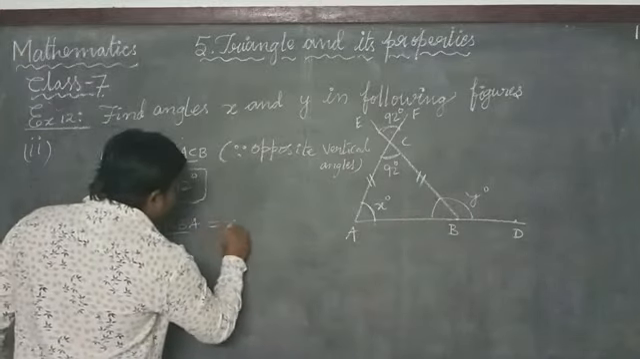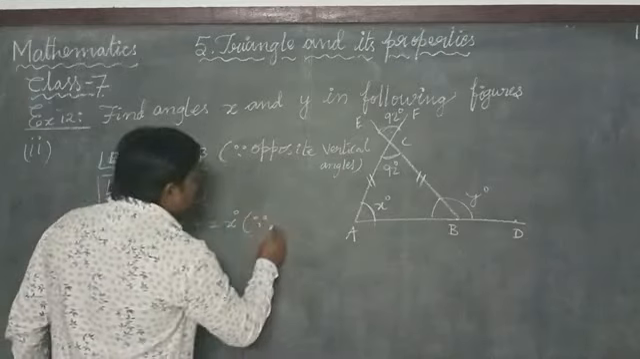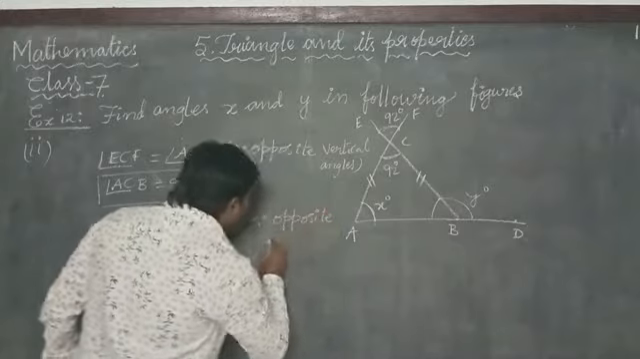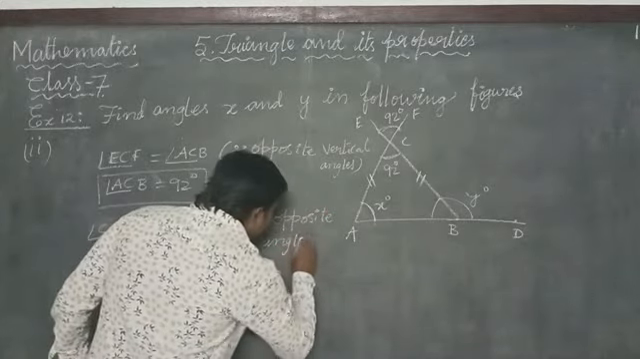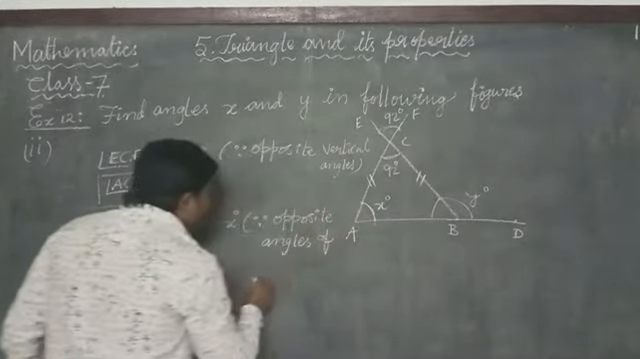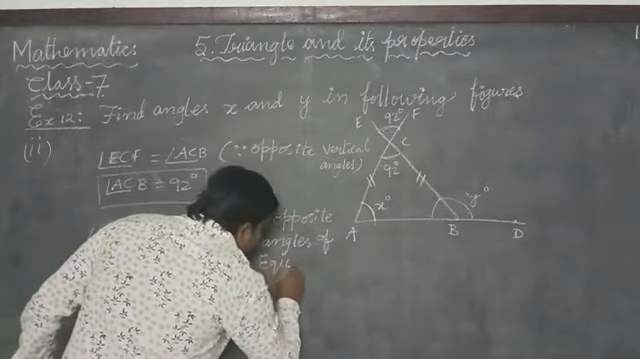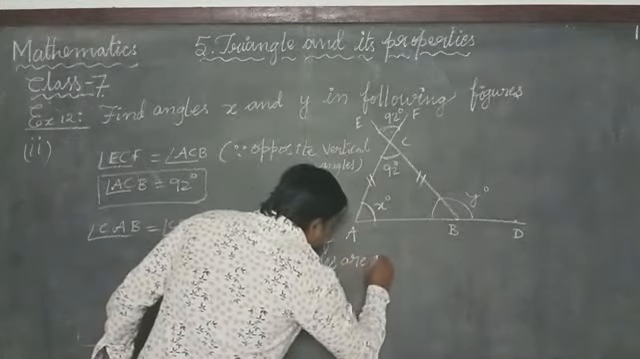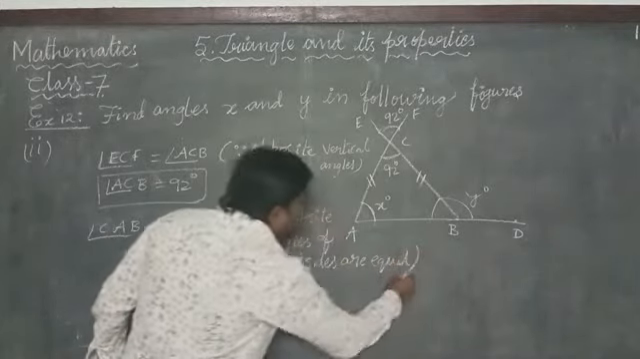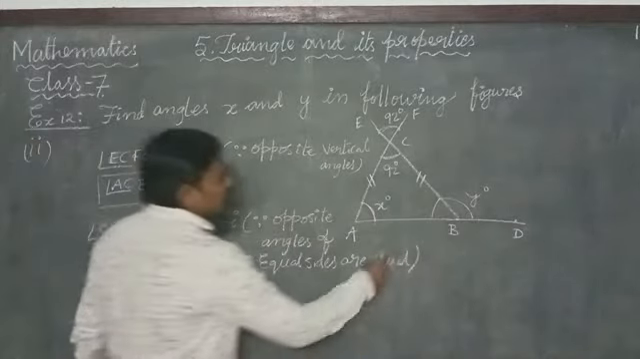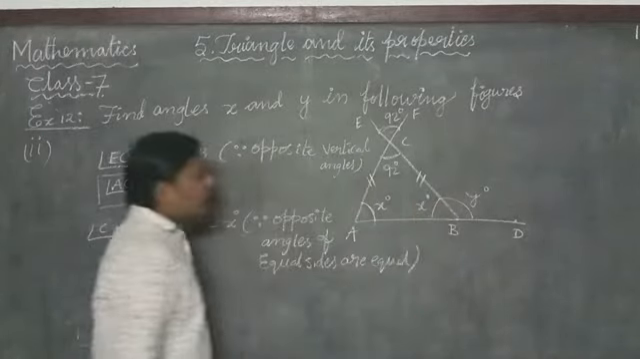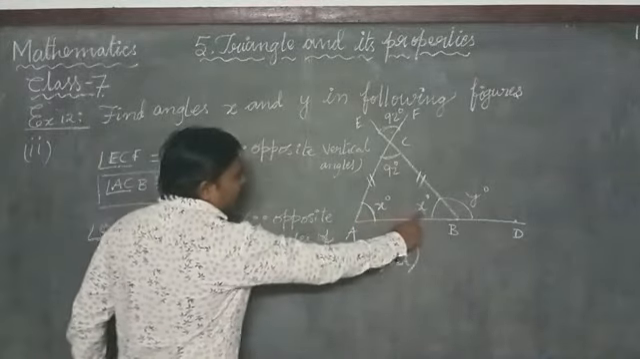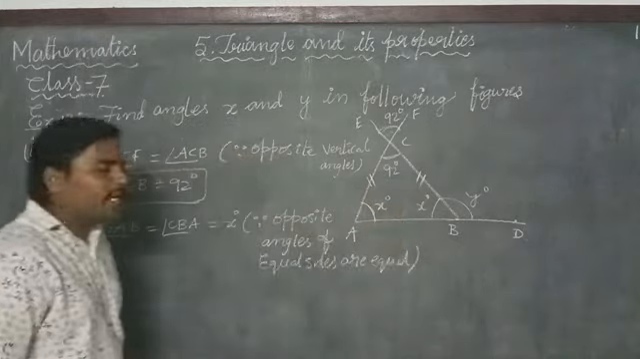Angle CBA equals x degrees, since angles opposite to equal sides are equal. Here this also becomes x degrees. Now from the angle sum property we can write x degrees plus 92 degrees equals 180 degrees.